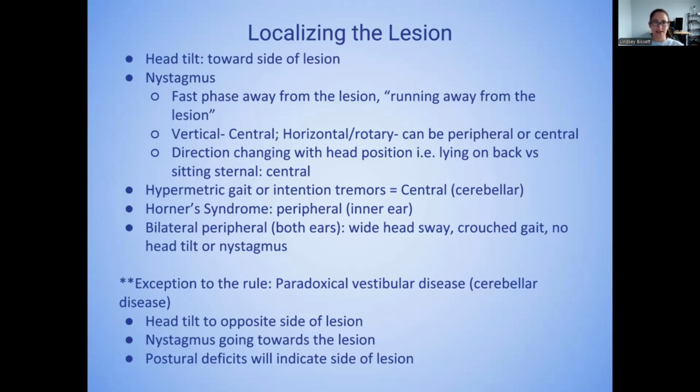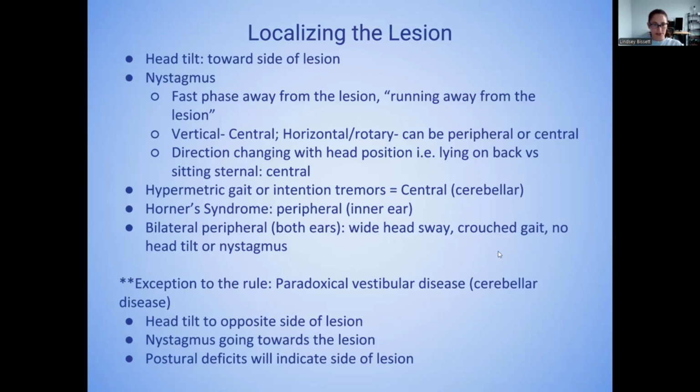As we already discussed, if you see vertical nystagmus, you automatically know it's central. If you see horizontal and rotary, you have to use other techniques to differentiate between a peripheral versus a central nervous system lesion. Another thing is if the direction of the nystagmus changes with the head position. So if, for instance, it's horizontal when they are in sternal recumbency versus on their back and it turns to rotary, then that is suggestive of a central nervous system lesion.